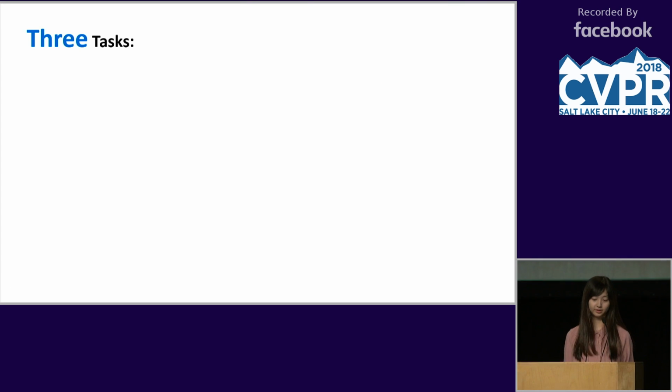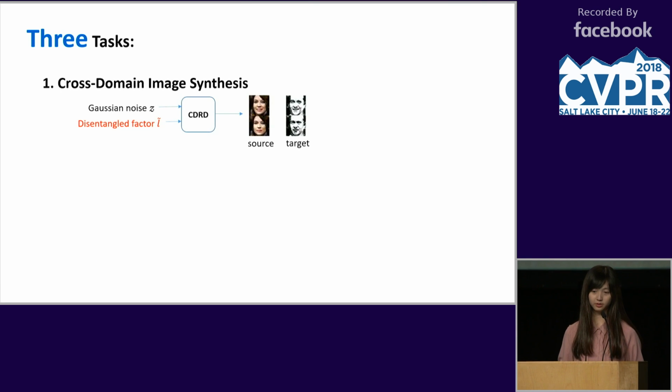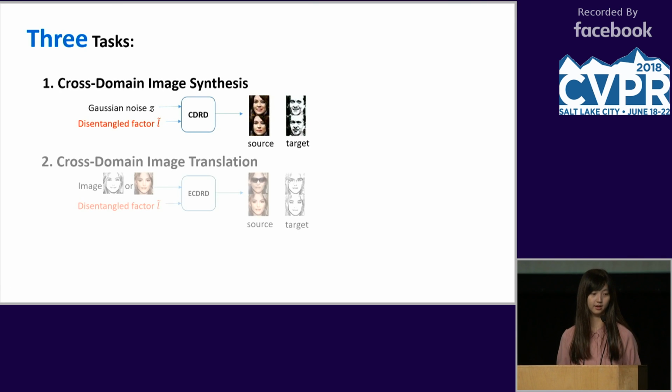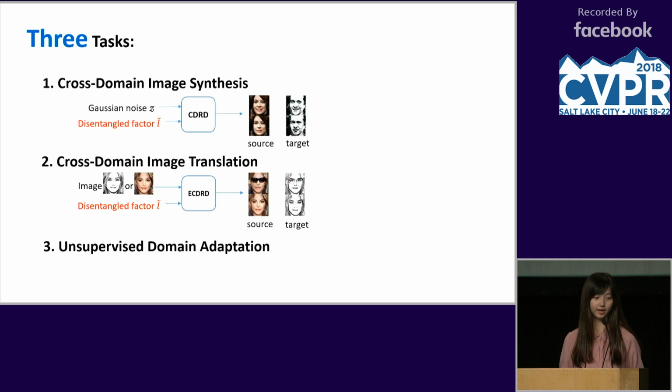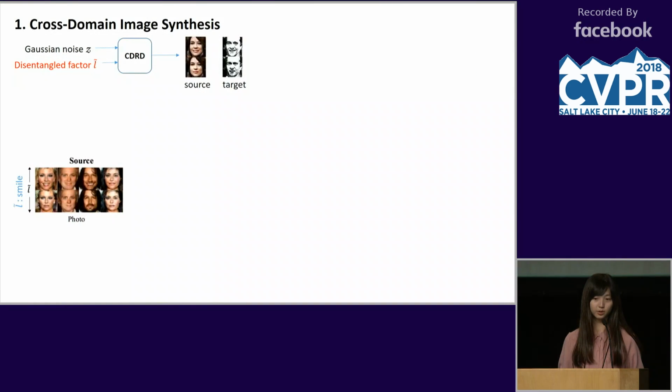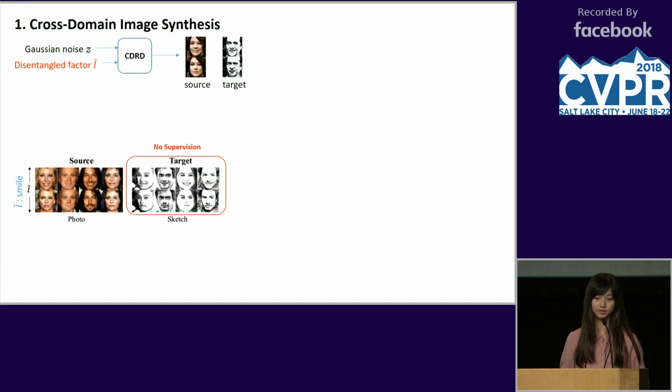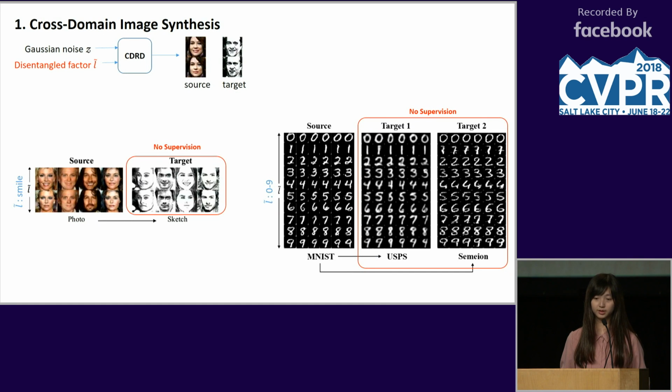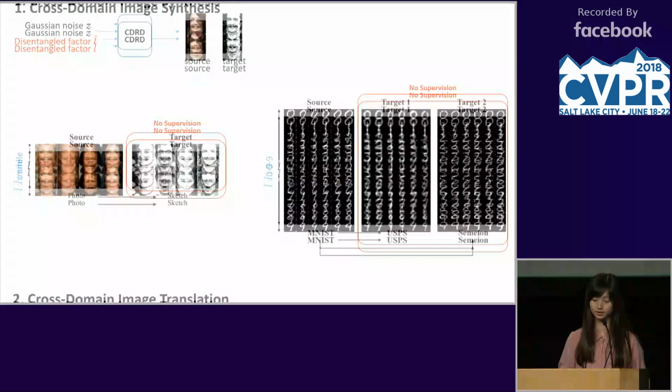In our experiment, we have 3 different tasks, including cross-domain image synthesis, cross-domain image translation, and unsupervised domain adaptation. In cross-domain image synthesis, we first disentangle the smile attribute from the photo domain and transfer this ability to the sketch domain even without any supervision. Similarly, we can transfer this ability to multiple target domains in different digit datasets.